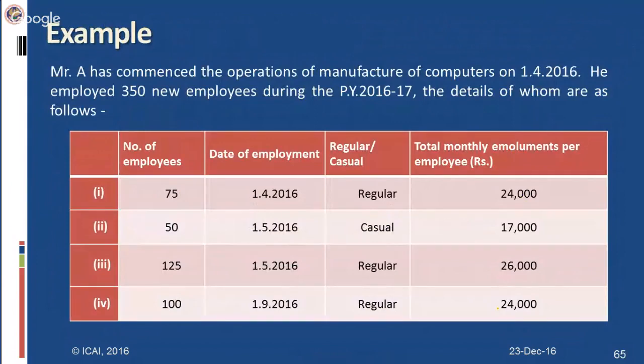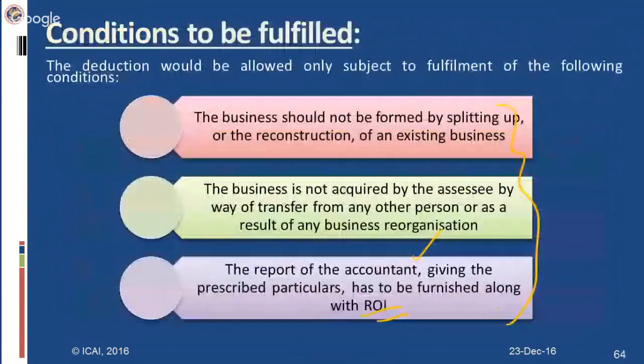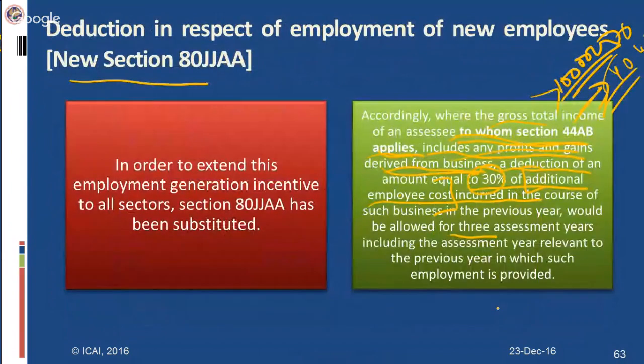Now, what is the additional employee cost? Who is an additional employee? An employee who has been employed during the previous year and whose employment has the effect of increasing the total number of employees employed by the employer on the last day of the previous year. So compared to the last day of the previous year, the number of employees should have increased. Suppose last year it was 100, this year it is 120, then 20 will be the additional employees. However, there are some exclusions from the definition of additional employees.